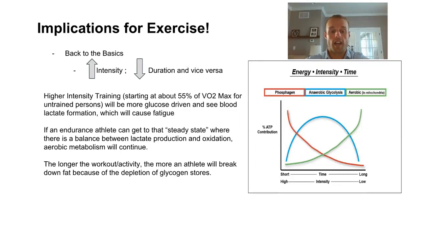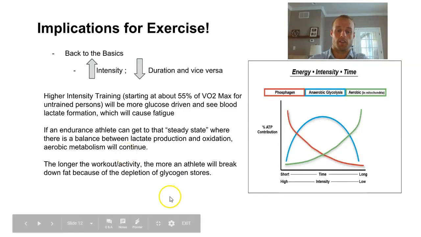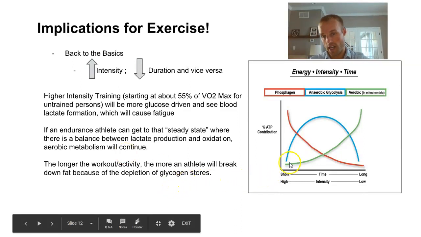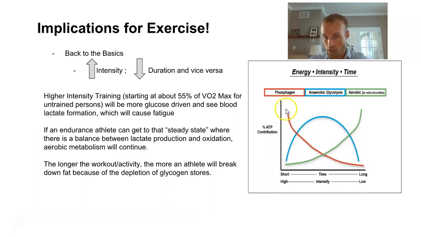The longer the workout activity, the more an athlete will break down fat because of depletion of their glycogen stores. And I have a nice little diagram over here that talks about the phosphagen system. So as time goes on, you're going to use it less and less. The anaerobic is blue. It's going to increase for a little bit of time, and then as that time goes past that 90 seconds to 2 minutes, it's going to decrease, and then our aerobic is going to increase as time goes on.